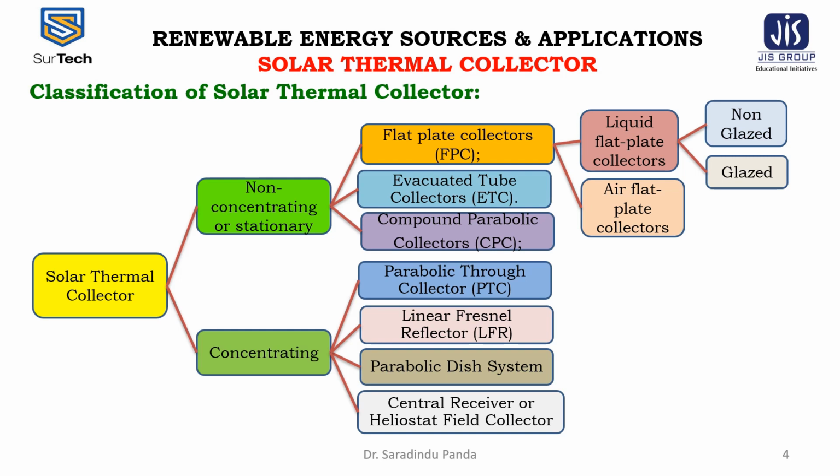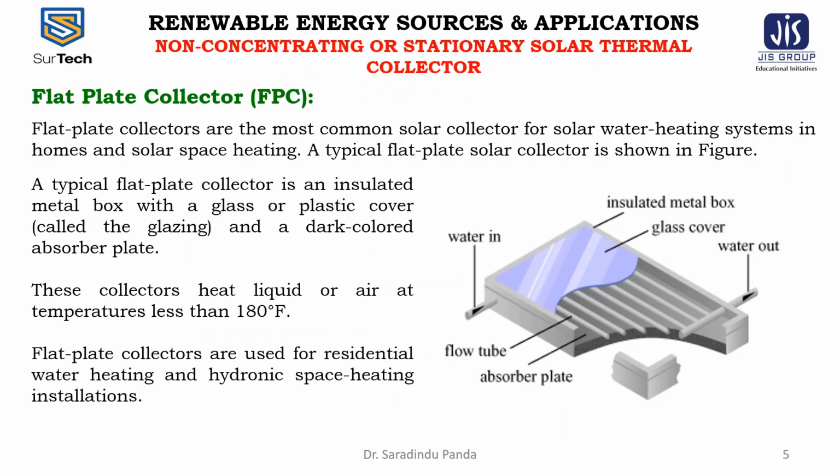The concentrating collectors are divided into four types: the parabolic trough collector, linear Fresnel reflector, parabolic dish system, and the central receiver or heliostat field collector. In this lecture, I will describe the non-concentrating or stationary collectors only. Now, the first type of non-concentrating collector is the flat plate collector.